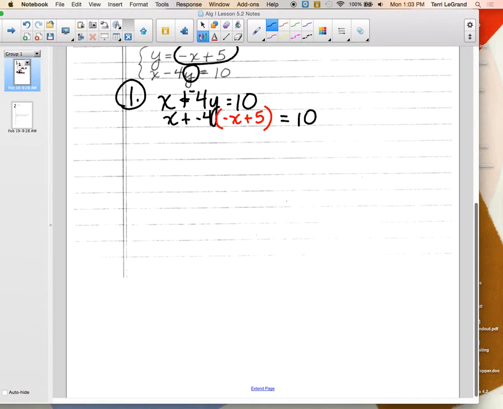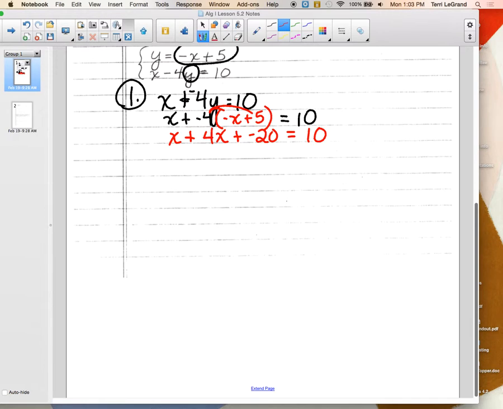We're not quite ready to solve this. We have to do some simplifying first. So what should we do first? We have to do that distributive property. We're going to take negative 4 times the negative x and times the 5. So this x comes along. Negative 4 times negative x is positive 4x, because a negative times a negative is a positive, and 4 times x is 4x. Bring down our plus sign. What's negative 4 times 5? Negative 20. Okay, and then we bring down our equals 10.